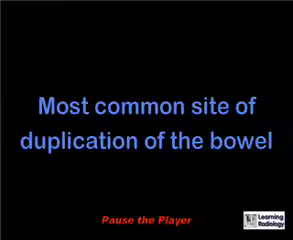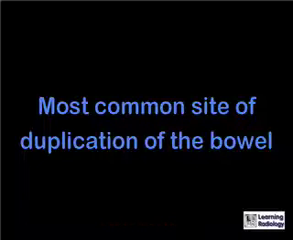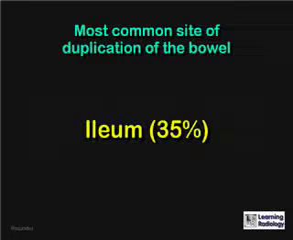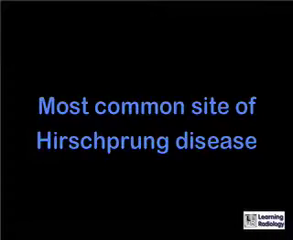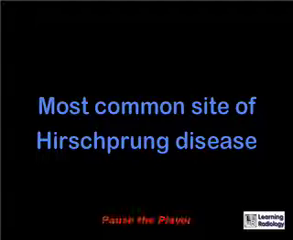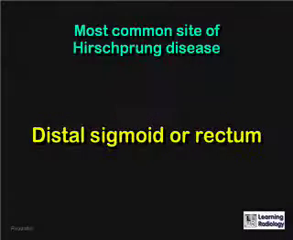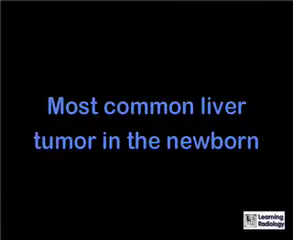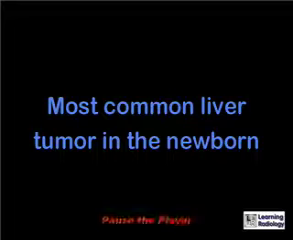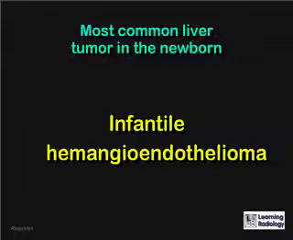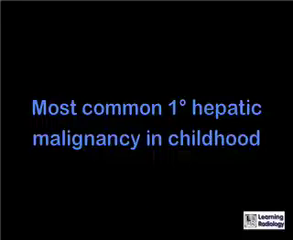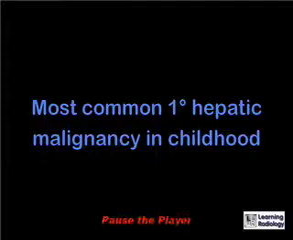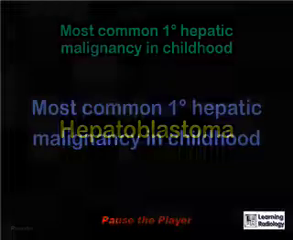What is the most common site of duplication of the bowel? The ileum. What is the most common site of Hirschsprung disease? The distal sigmoid colon or rectum. What is the most common liver tumor in the newborn? Infantile hemangioendothelioma. What is the most common primary hepatic malignancy in childhood? Hepatoblastoma.